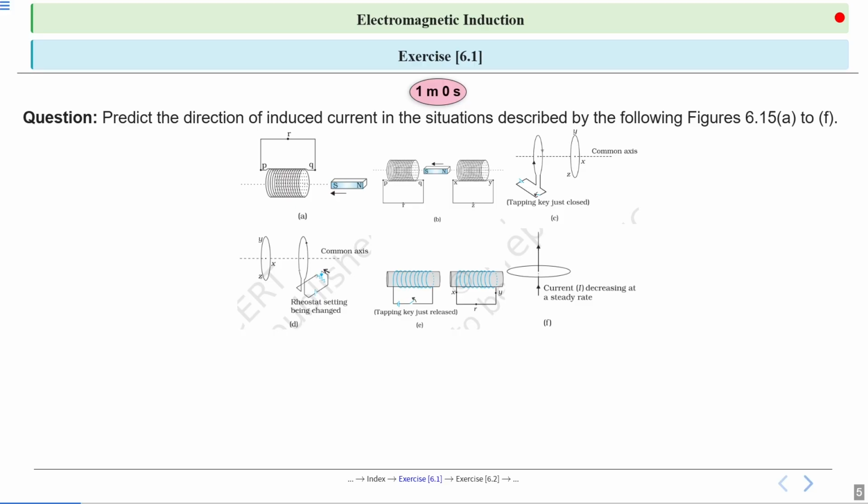So we have done this previously in Lenz's law also, by taking a loop and magnet orientations. Now there are many types of configurations, having tapping keys or having a rheostat, having two solenoids. Okay, so these 6 figures are given. I will give you some time to think about it, then we will move on to the solution.